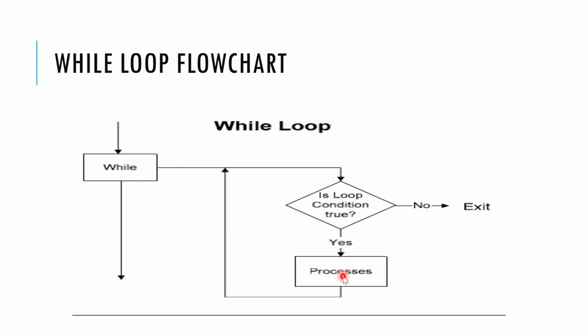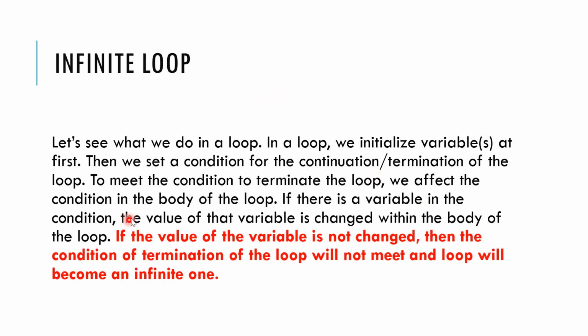So what we will do is, in the process, we will increment the variable by 1 or by any number, so that this condition becomes false at some time and the loop exits, so the loop is not an infinite loop. This is what is happening here. To meet the condition to terminate the loop, we effect the condition in the body of the loop. If there is a variable in the condition, the value of that variable is changed within the body of the loop. If the value of the variable is not changed, then the condition of termination of the loop will not be met, and the loop will become an infinite one. We'll be looking at an example of that.